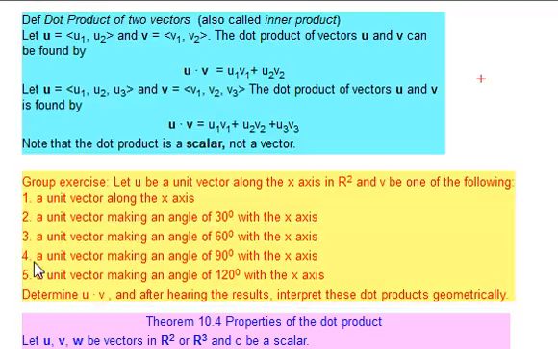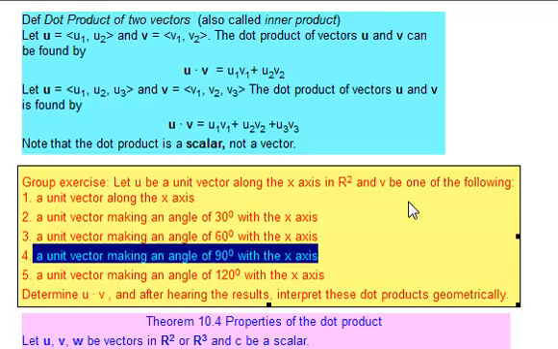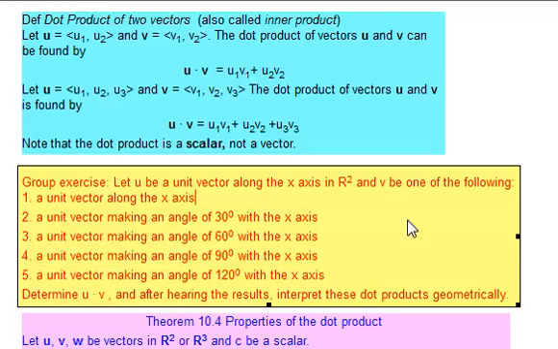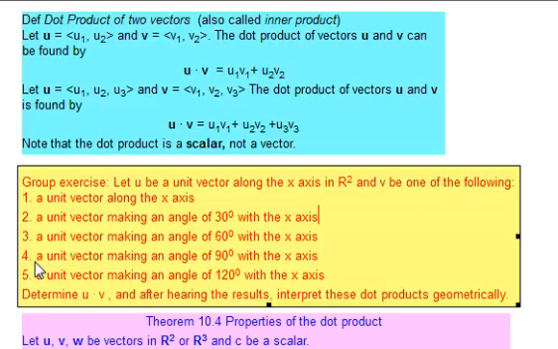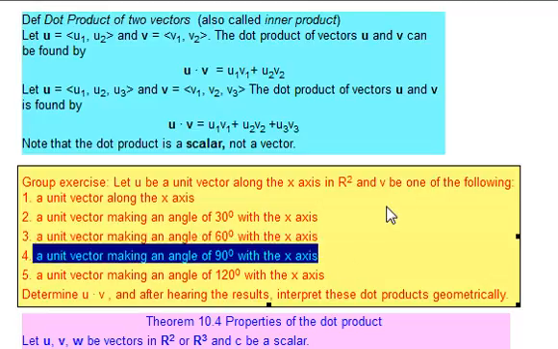What about a unit vector making an angle of 90 degrees with the x-axis? In other words, i dot j, well, it's 1 times 0 plus 0 times 1. So if two vectors meet at a right angle, there's a word coming up later, we'll call it orthogonal, but if two vectors meet at a right angle, their dot product is 0.